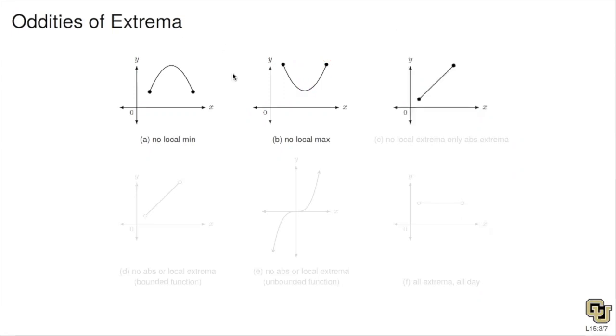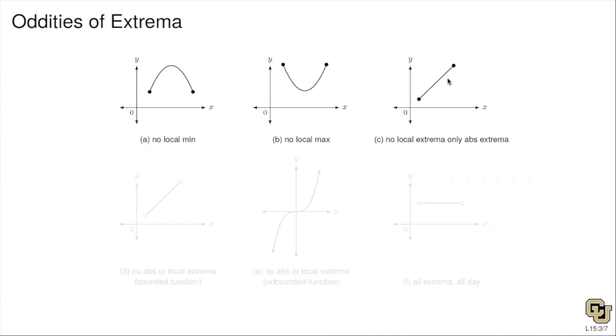This next graph has no local extrema at all. This next graph has only absolute extrema. So on the right-hand side here, we have the absolute max. And on the left-hand side here, we have the absolute min. There are no local extrema. So let me explain that.